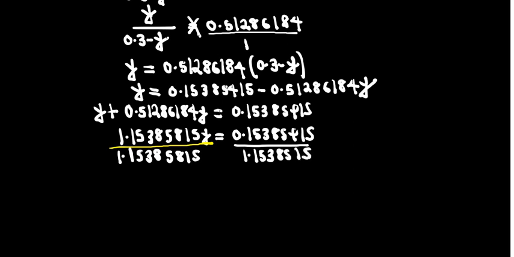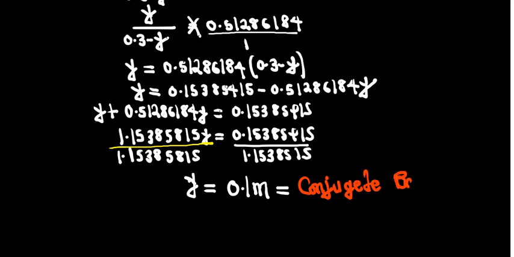So this y is going to be equal to what? It is going to be equal to a value of 0.153858815, 0.1 molar. Okay, so now I just found out that my y, and the y was equal to what? The y was equal to the conjugate base. Good. So this y was equal to the conjugate base. If I've not messed up the spelling, so that's the conjugate base. The 0.1 molar is the conjugate base.